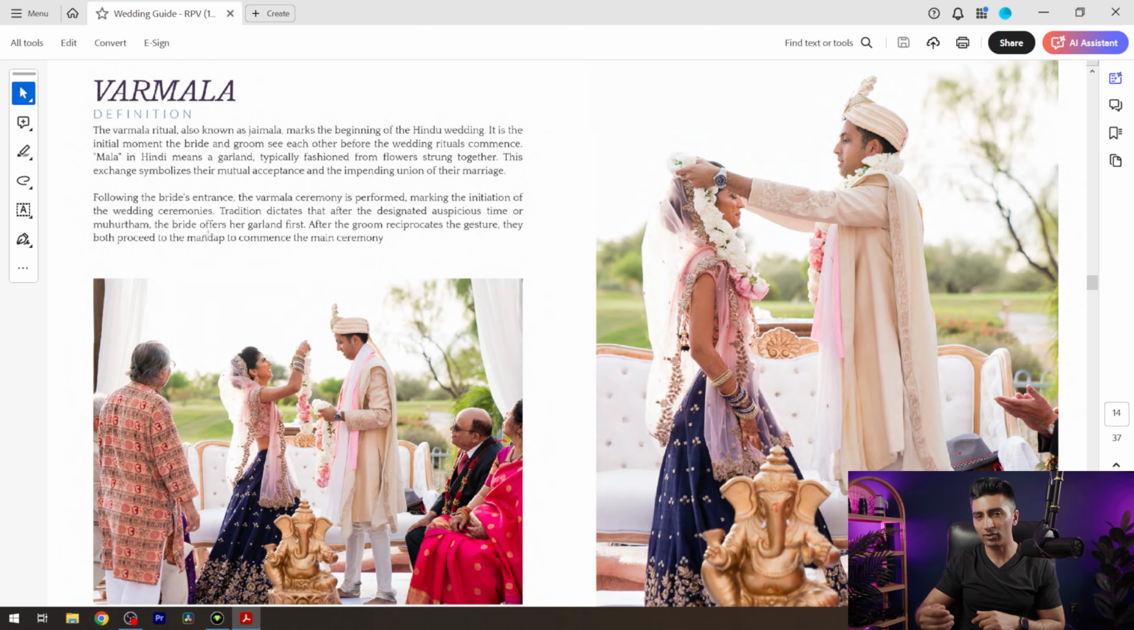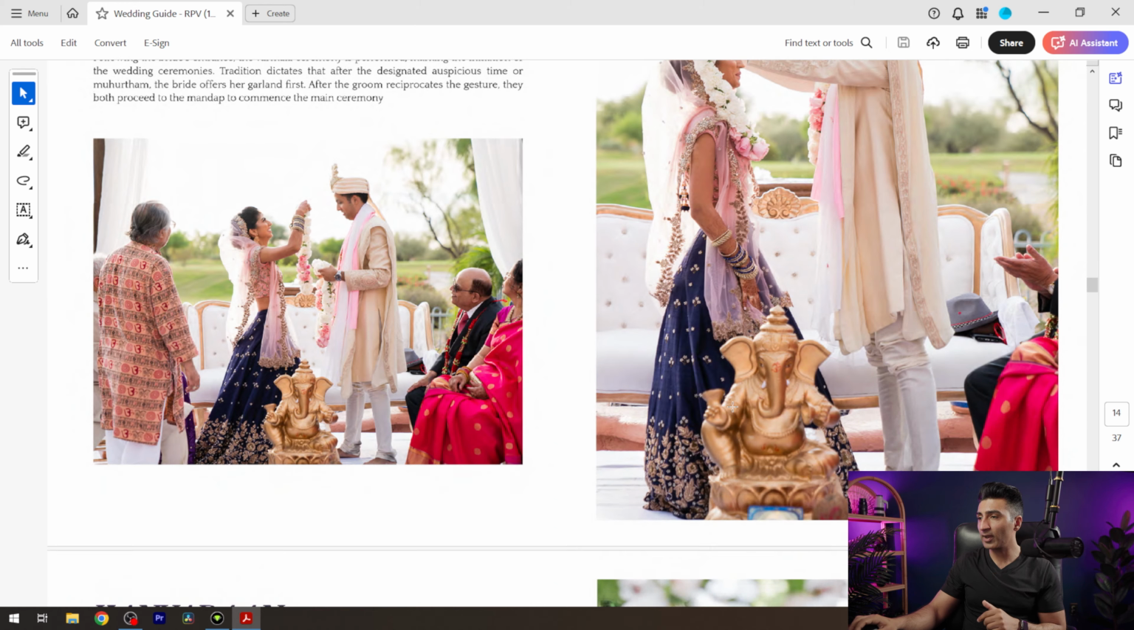The Varmala is where there's an exchange of garlands between the couple, so flowers that are on a string. That's something that allows us to formally start the ceremony itself. So the bride and groom are then going to greet each other with the Varmala ceremony, an exchange of garlands with one another on stage. Typically, right around this time we're going to want to make sure that we capture a more formal shot. So from our point of view, we would then direct the couple towards us to get one shot. This is a really key moment in the Hindu wedding, known as the Varmala ritual or Jaimala, which marks the beginning of the Hindu wedding.